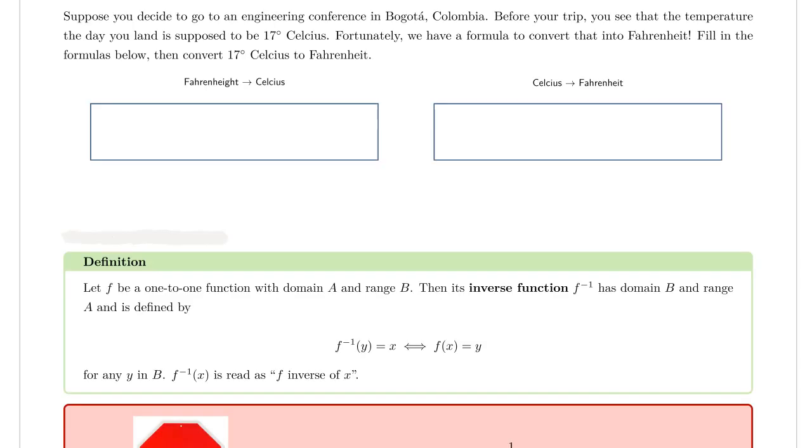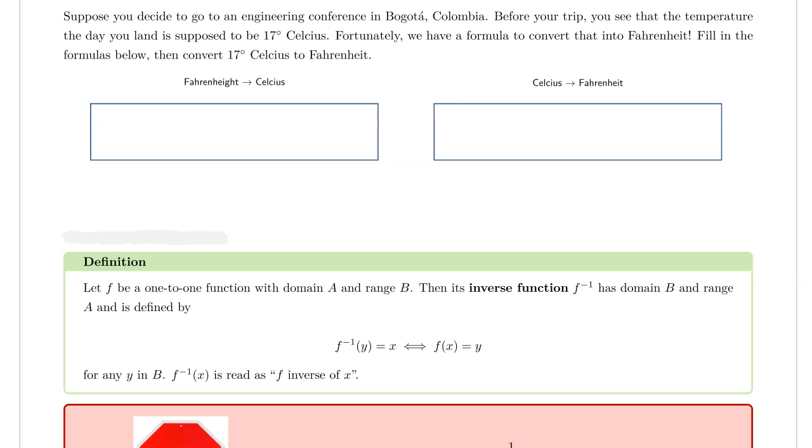Suppose you decide to go to an engineering conference in Bogota, Colombia. Before your trip, you see that the temperature the day you land is supposed to be 17 degrees Celsius. Fortunately, we have a formula to convert that into Fahrenheit. Fill in the formulas below, then convert 17 degrees Celsius to Fahrenheit. So we do have a way of converting back and forth between Fahrenheit and Celsius.